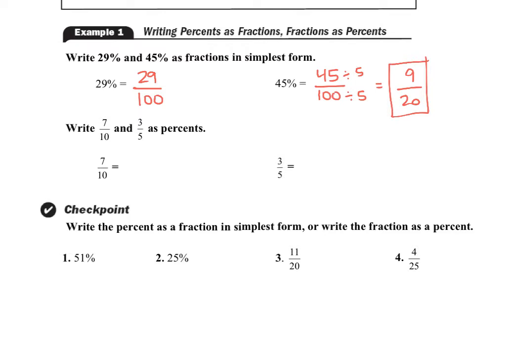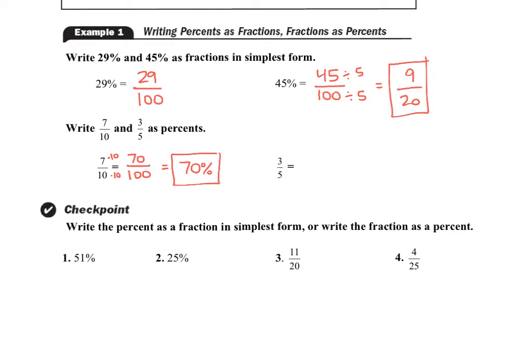Now, when we have a fraction and we want to write it as a percent, before we can write it as a percent, we need the denominator to be 100. So in this example, we've got to ask, 10 times what would be 100? Well, we know that's 10. And if we multiply the bottom by something in order to keep the fraction or ratio equivalent, we have to multiply the top by the same thing. So 7 times 10 is 70. So 7/10 would be 70%.